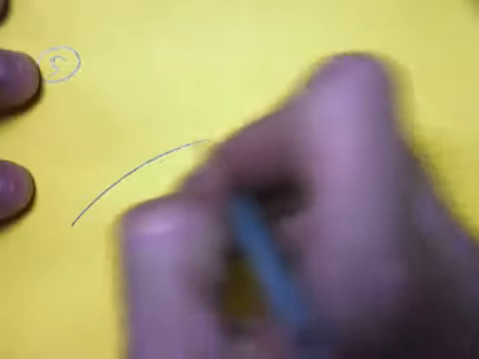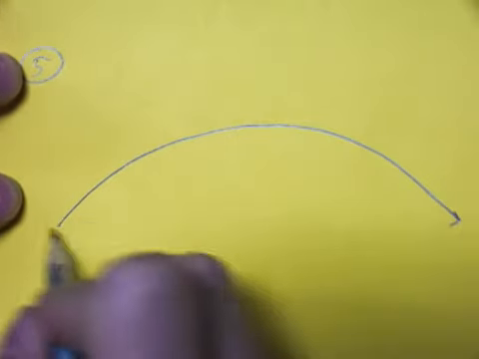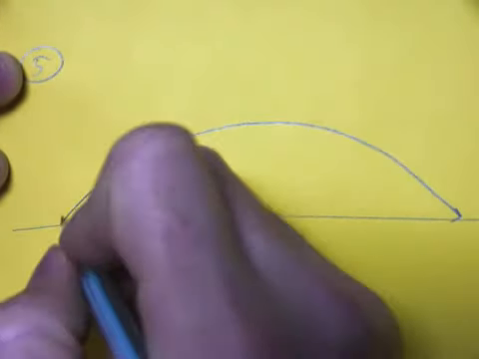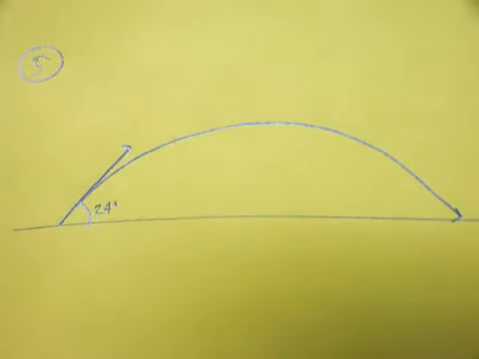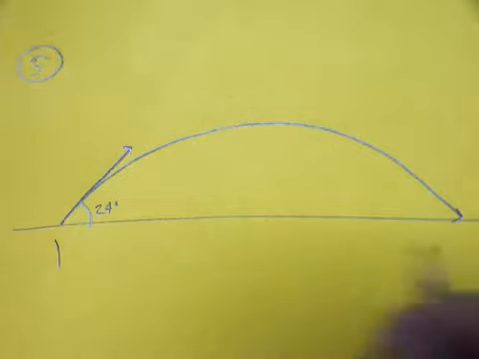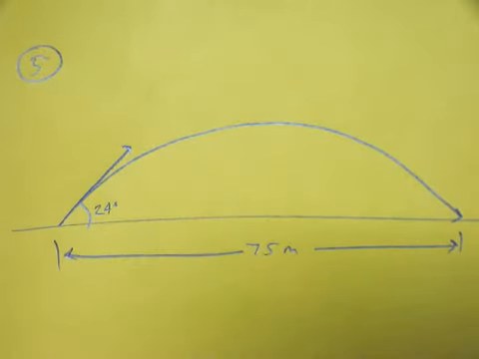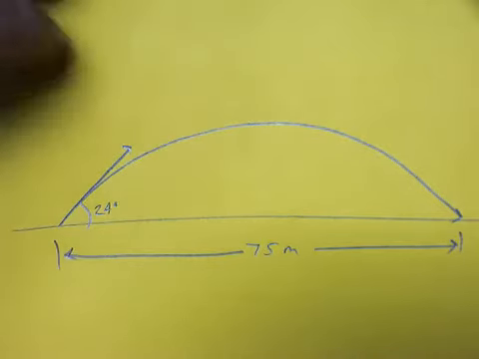Number 5, a potato gun fires at an angle of 24 degrees above the horizontal. You're shooting it at 24 degrees, and it travels 75 meters. How long, what muzzle velocity, how high, how fast, all sorts of stuff.